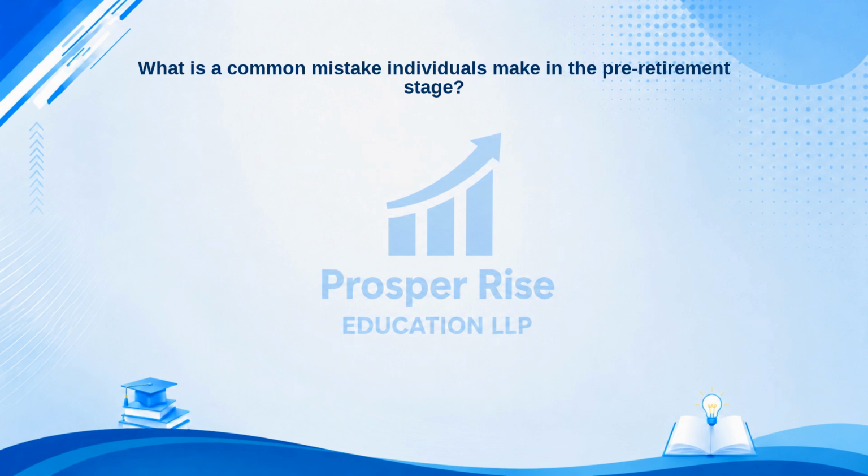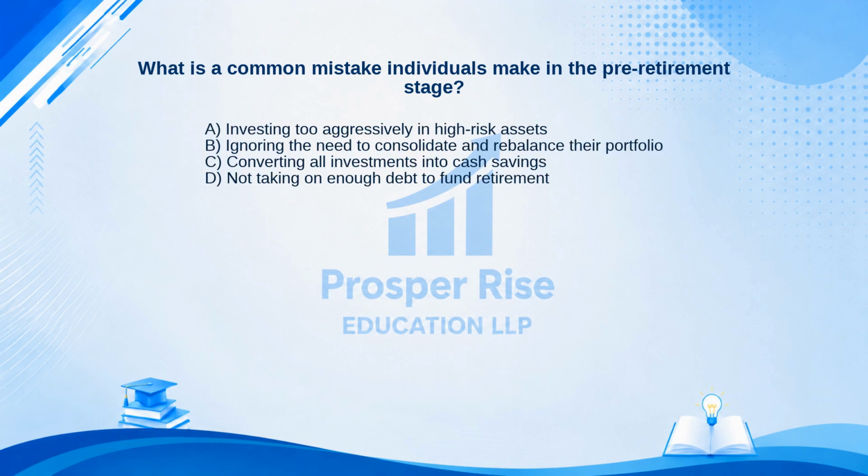What is a common mistake individuals make in the pre-retirement stage? Here are your options. A. Investing too aggressively in high-risk assets. B. Ignoring the need to consolidate and rebalance their portfolio. C. Converting all investments into cash savings. Or D. Not taking on enough debt to fund retirement.